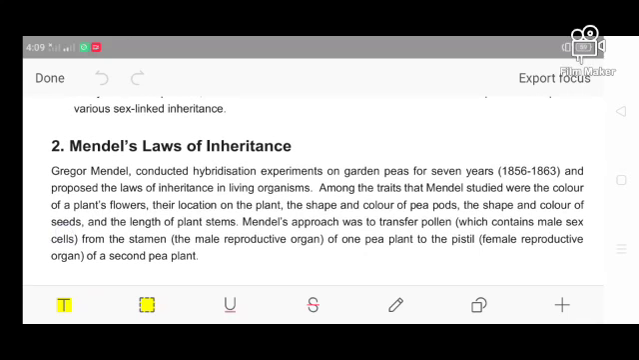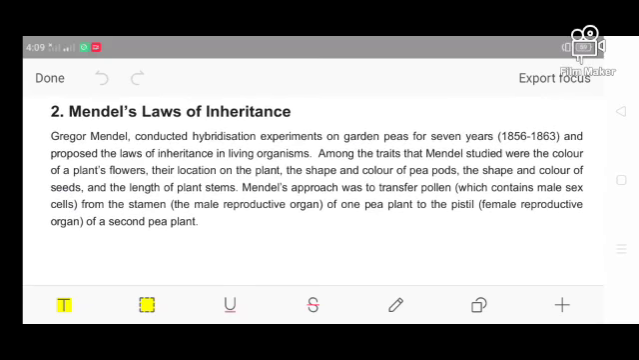Gregor Johann Mendel conducted a hybridization experiment on the garden pea for 7 years and proposed the law of inheritance in living organisms. So my dear friends, what is going on here? Here is Mendel's first experiment on pea plants for 7 years, and he proposed some laws regarding the inheritance of any living organism.